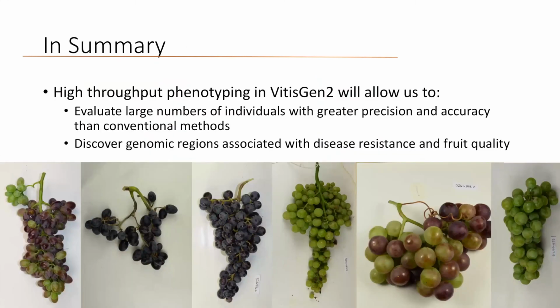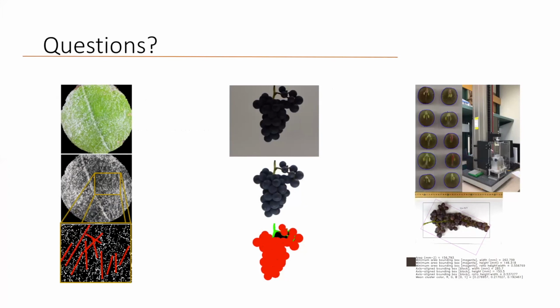Just to summarize, high-throughput phenotyping and VitusGen is really going to allow us to evaluate larger numbers of individuals with a greater precision and accuracy than traditional methods, with the ultimate goal of developing markers associated with genomic regions so that we can really screen individuals and have more effective breeding for disease resistance and fruit quality. So we've talked to you about a few different aspects of high-throughput phenotyping, from powdery mildew, cluster compactness, and fruit texture. If we have any questions, we're more than happy to hear them.